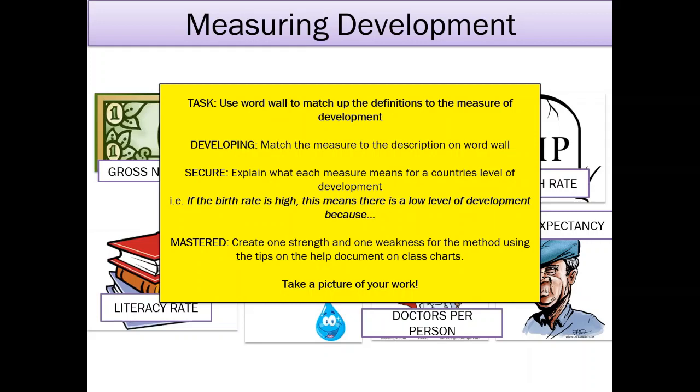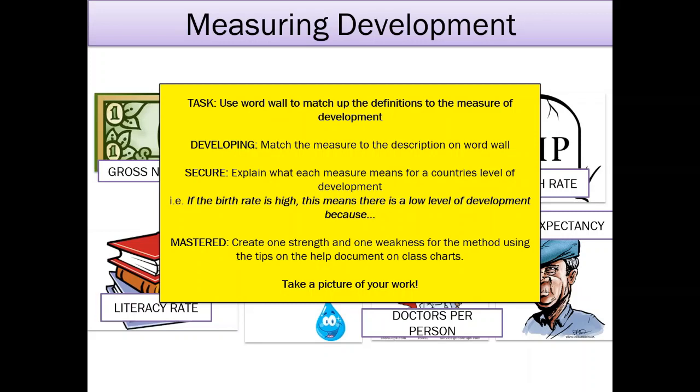Whereas if you've got a low birth rate, that would show you've got high levels of development because you've got more women going out to work. That means that they may be doing career jobs. They don't have the time to have big families, so they may be only having one child, whereas before they were maybe having 2 or 3. And again, this shows that there is more development because you've got more people working within a country making more money. Okay, so that's just an example. I want you to do that for the other measures of development as well.